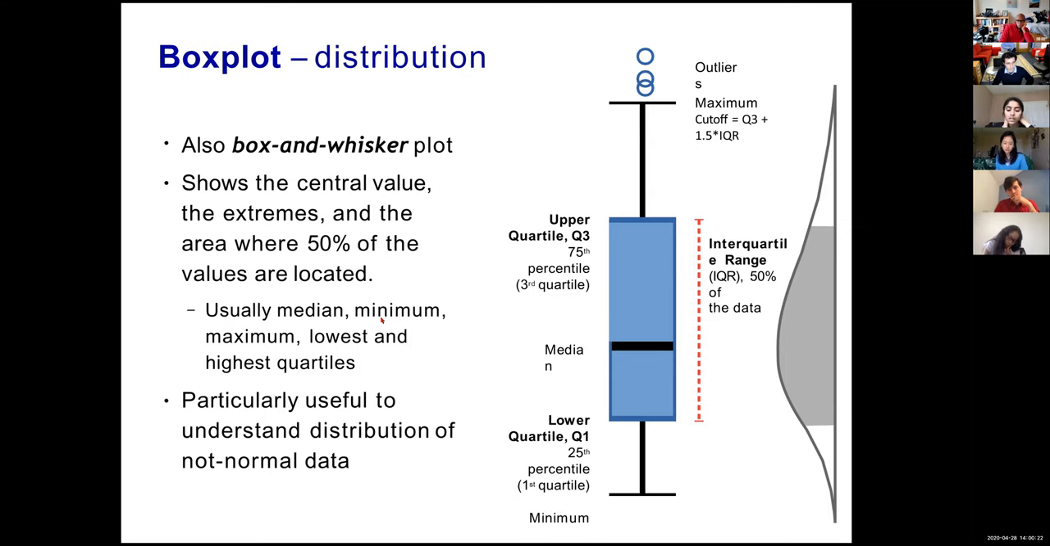So usually you show the median, the minimum, the maximum, the lowest, and the highest quartiles. And this is particularly useful to understand the distribution of non-normal data. Everybody with me on this one?